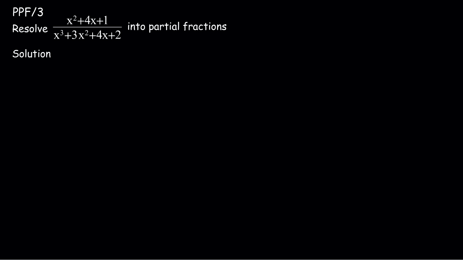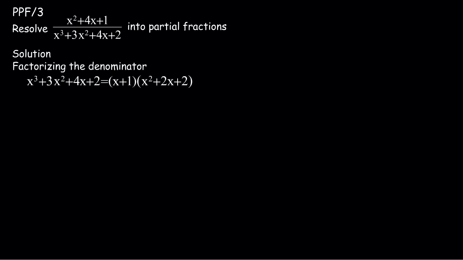Our next question states that resolve (s squared plus 4s plus 1) divided by (s cubed plus 3s squared plus 4s plus 2) into partial fractions. Now our very first step is to factorize our denominator, and factorizing the denominator, s cubed plus 3s squared plus 4s plus 2 is equal to (s plus 1)(s squared plus 2s plus 2).